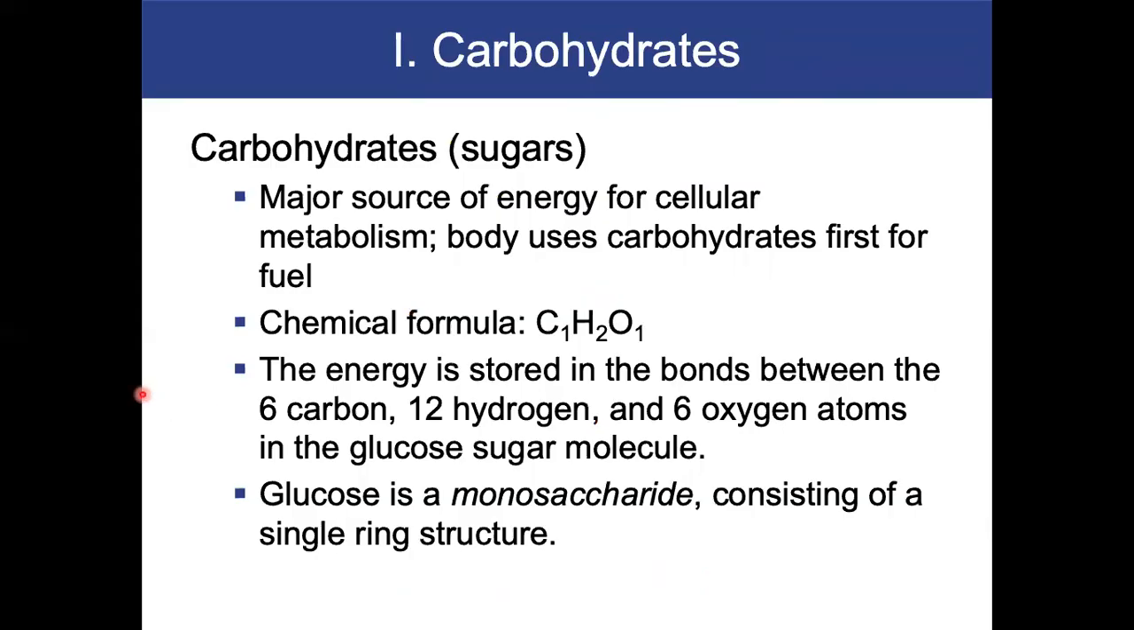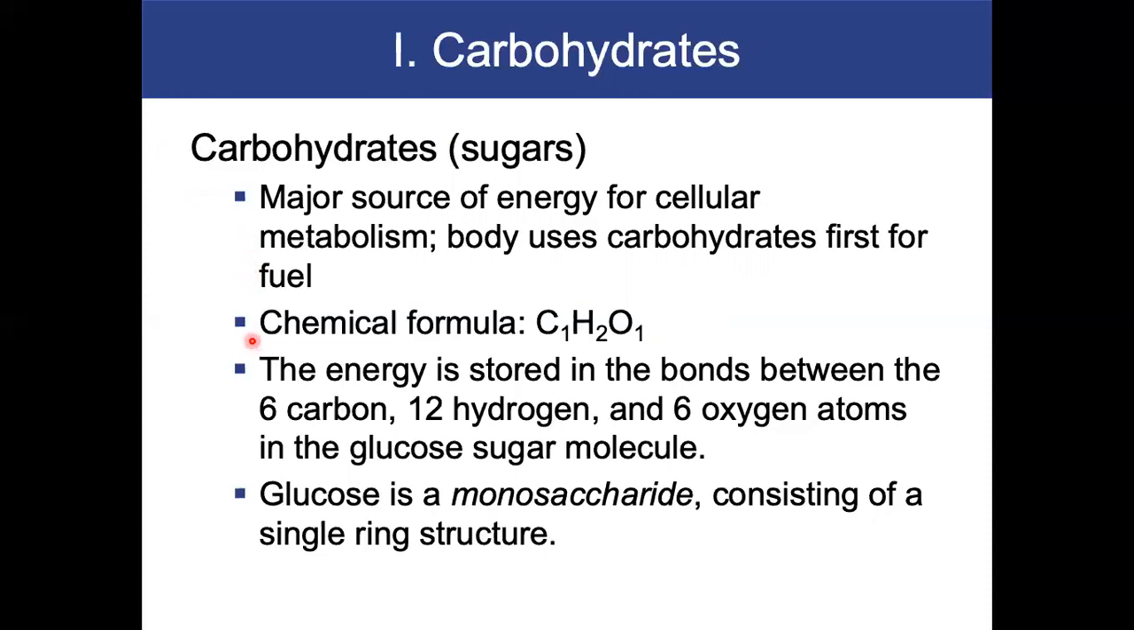Okay, carbohydrates. The first category that I want to talk about are carbohydrates. Those are complex carbs and sugars. The main carbohydrate for our body is glucose. We can use fructose, and our cells will actually convert that to glucose. It's a major source of energy for cell metabolism. Your body uses carbohydrates first for fuel, so I want you to know that.